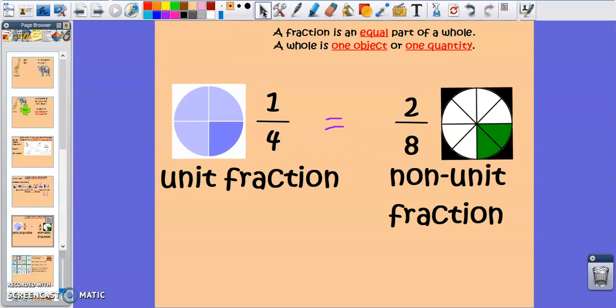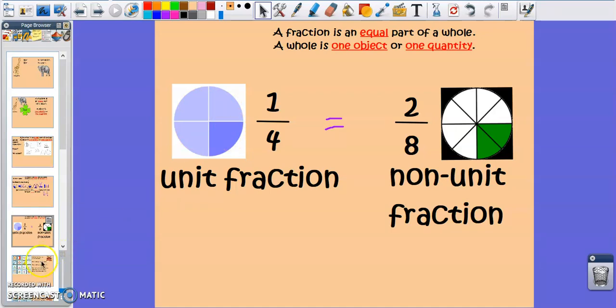Okay, so some important vocabulary for you today. It's remembering that idea that a fraction is an equal part of a whole. You can have a unit fraction where the numerator is 1, okay, or you can have a non-unit fraction, which is where the numerator is more than 1. Then the denominator is always the number at the bottom, and that one tells you how many equal parts your whole has been split into.